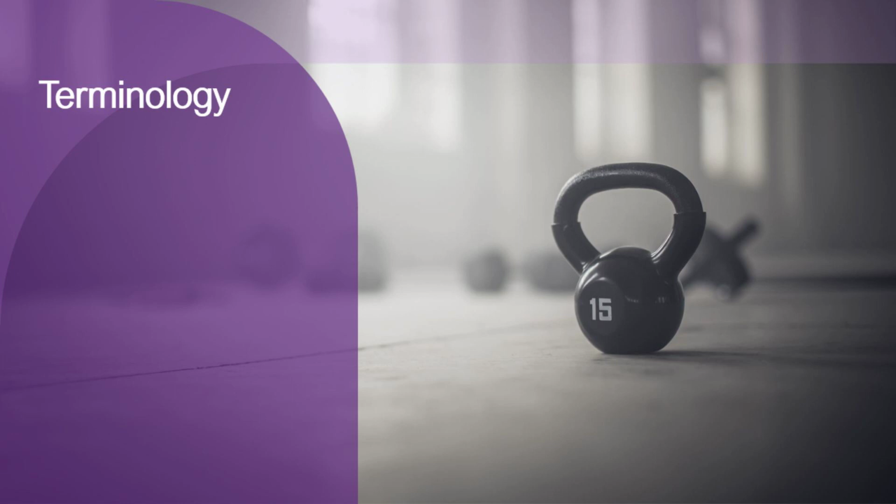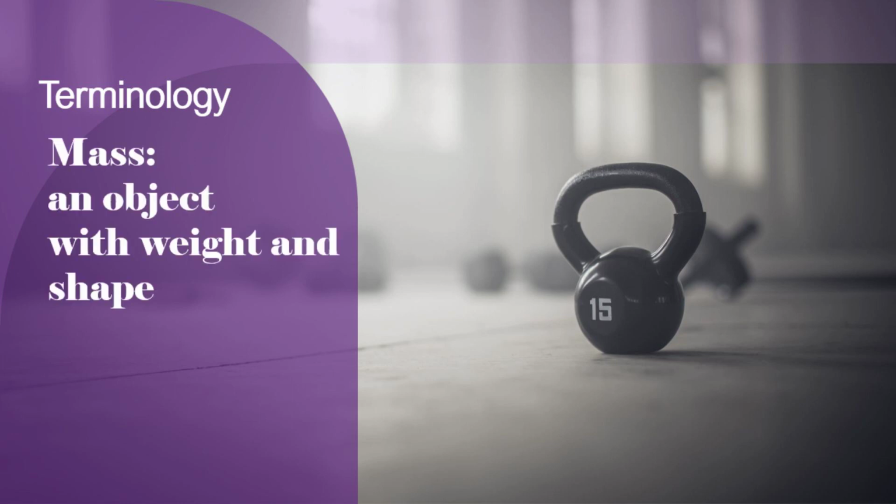Our first term is mass. Mass is an object with weight and shape. Within the human body, there are many things that we cannot see with the naked eye. We must realize that all of the structures inside of our bodies occupy space and have a shape, from the largest to the smallest. We will see how the shape of a structure is directly related to its function. There is a saying in physiology: form follows function.